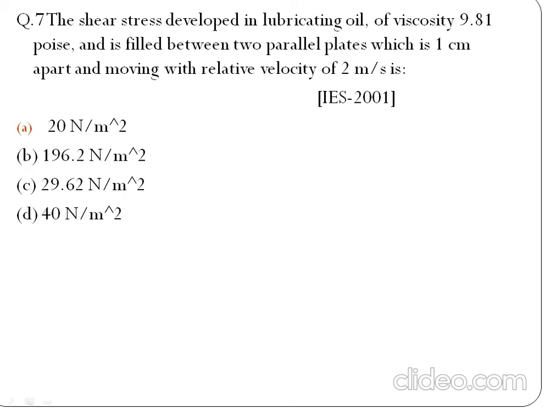Question 7. The shear stress developed in lubricating oil of viscosity 9.81 poise, filled between two parallel plates which are 1 centimeter apart and moving with relative velocity of 2 meter per second, is option A, 20 Newton per meter square. Option B, 196.2 Newton per meter square. Option C, 29.62 Newton per meter square. Option D, 40 Newton per meter square.